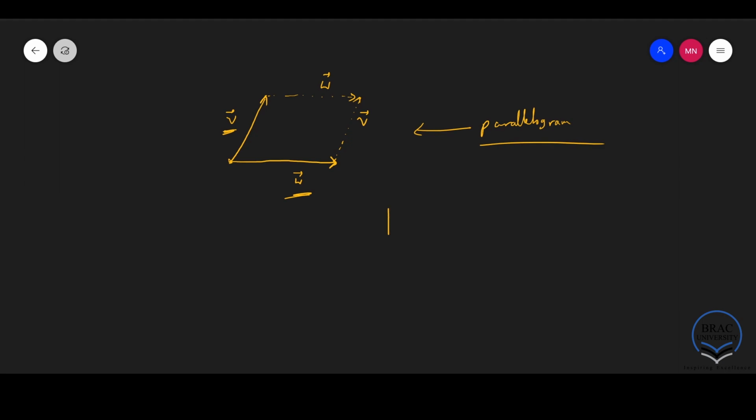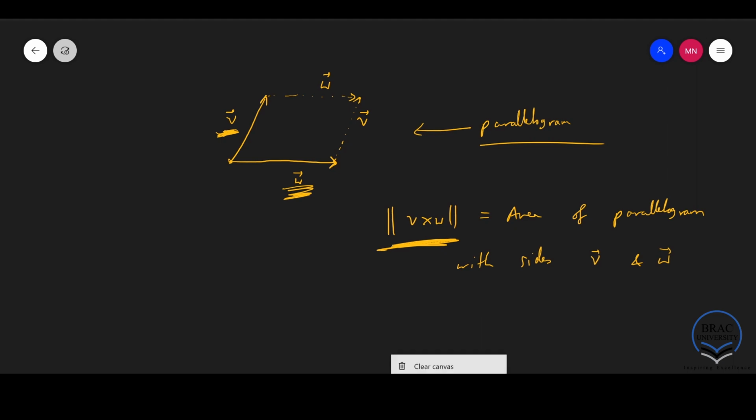Then if I consider the magnitude of the cross product v with w, this is just equal to the area of this parallelogram. This is equal to the area of the parallelogram with the sides v and w. As you can see, the sides of this parallelogram are given by these vectors v and w, and I can find the area of this parallelogram by determining the magnitude of this cross product. So let's take a look at an example.